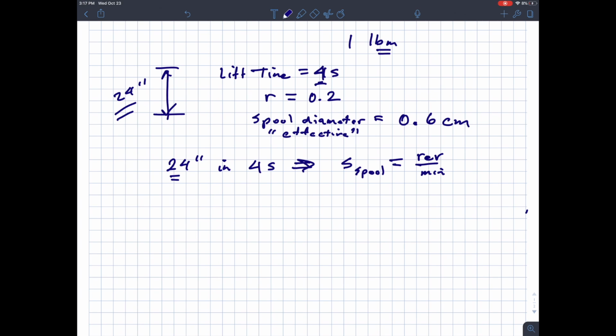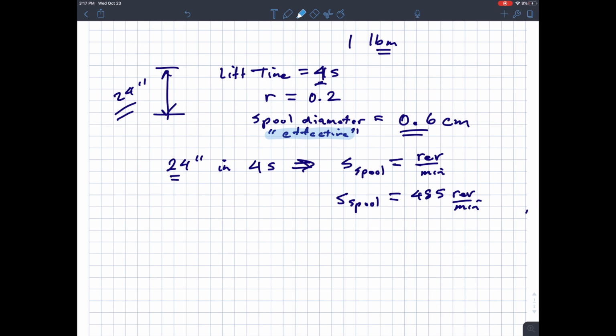Okay, so when I go through that for this particular case, 24 inches in 4 seconds, if I have an effective spool diameter of 0.6 centimeters, that would give me the spool speed being about 485 revolutions per minute. Okay, I'm going to pause here.